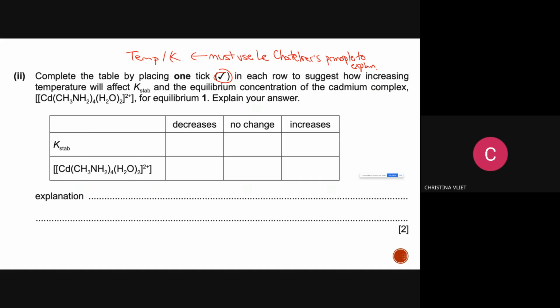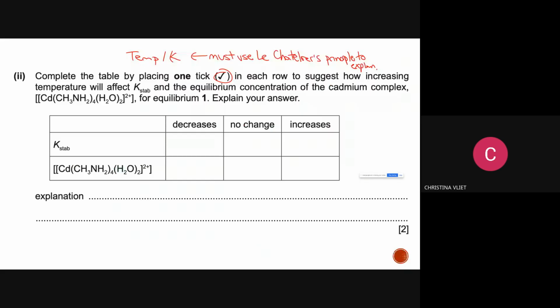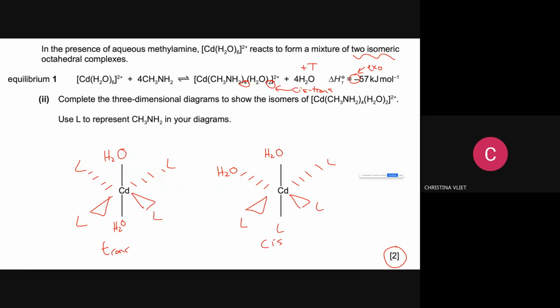So if it's endothermic or exothermic. Is this endothermic or exothermic? It was right here, right? What does this sign mean? This reaction is exothermic. What that means is that energy is released. It's on the product side. So what would happen if I raise the temperature? Because it says increase temperature. So what would happen if I increase the temperature?